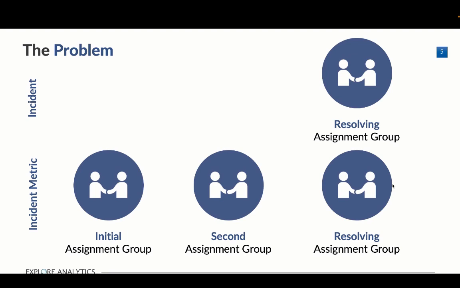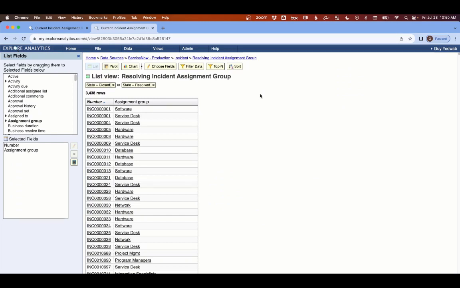So let's take a look at how we build that. Anytime in Explore Analytics we want to pull together data from multiple tables, we use something called a mashup view. The way the mashup view works is we create individual reports on the different tables we want to combine and then mash them together.